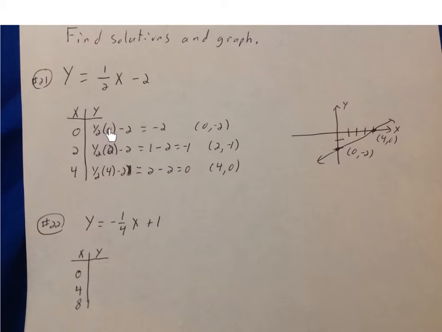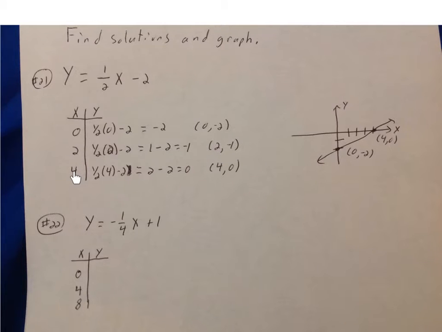So you take half of 0 minus 2, which is negative 2, so that gives you one ordered pair, 0, negative 2. If you put in 2, half of 2 is 1, minus 2, which is a negative 1. Another ordered pair, 2, negative 1.